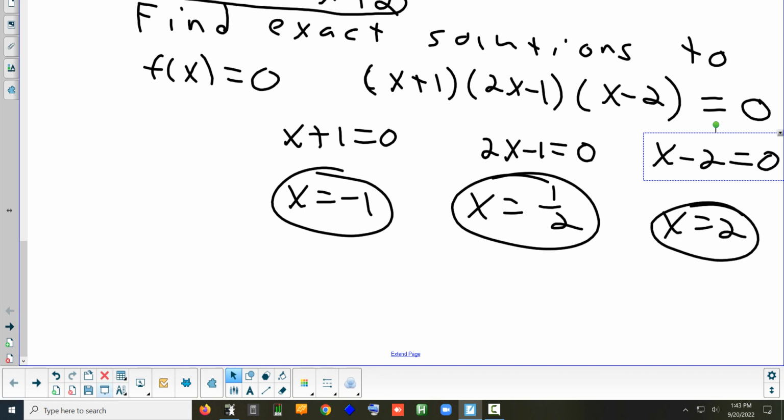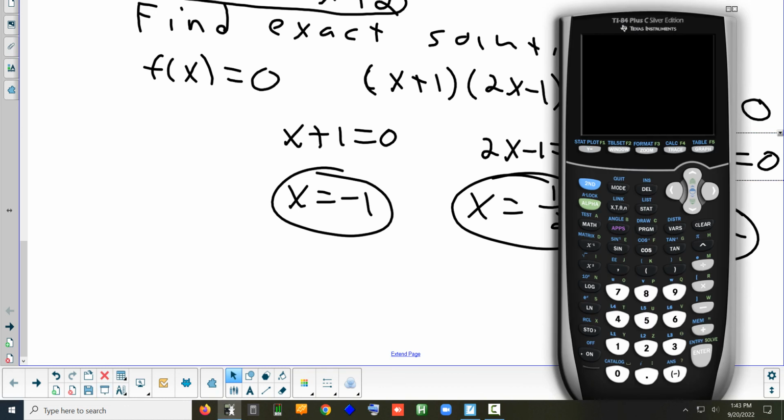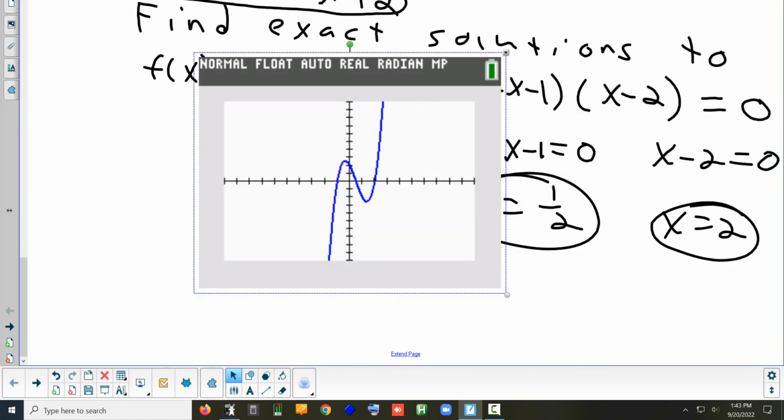Now let's go back and look at the picture of this graph. Let's take this. Look at this.